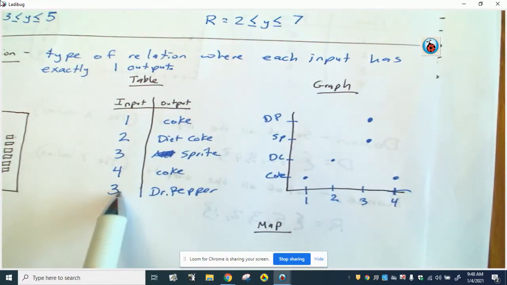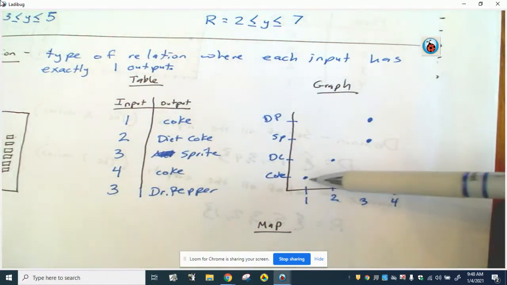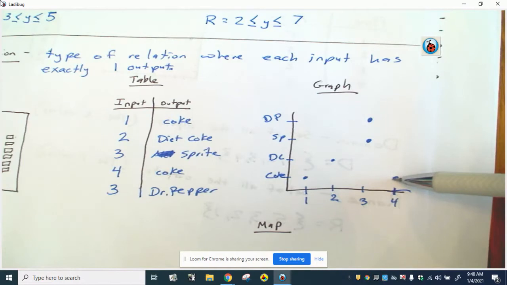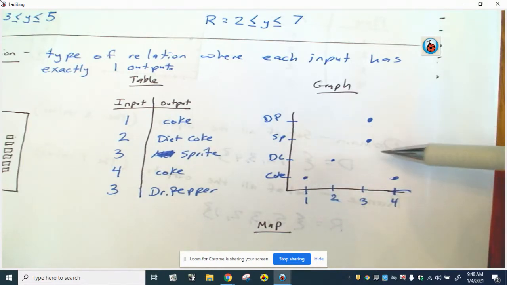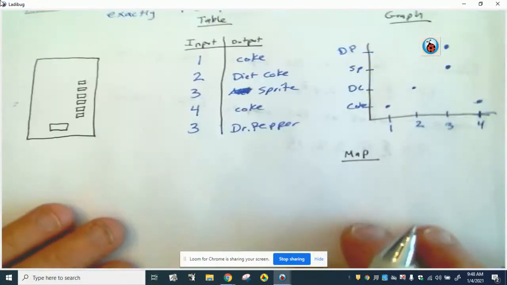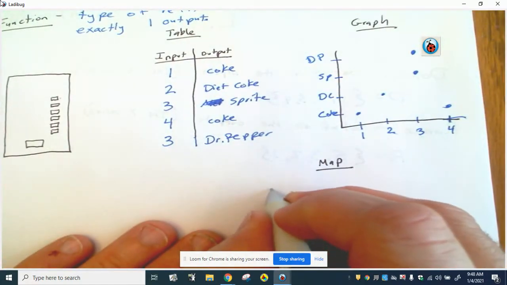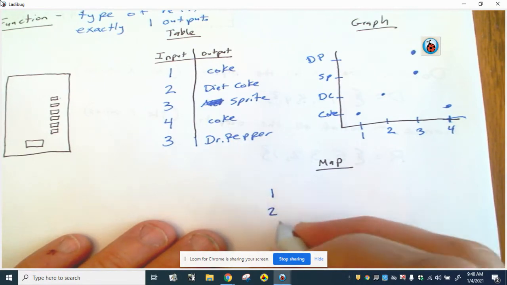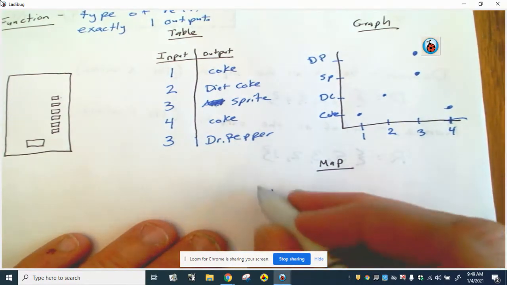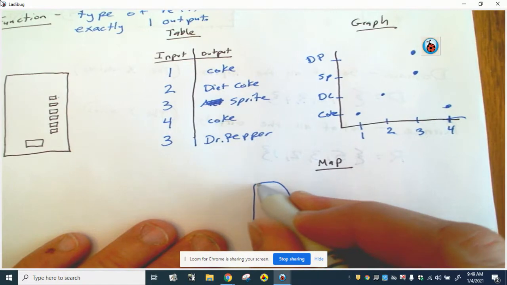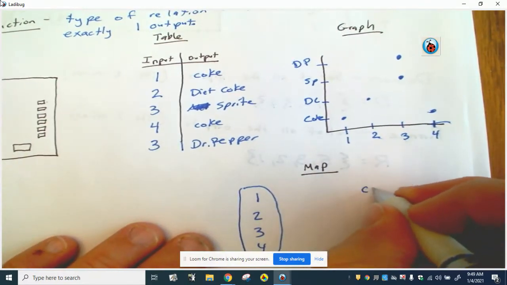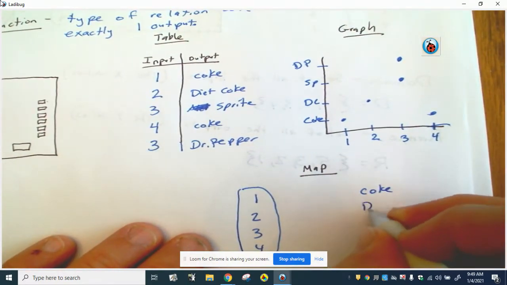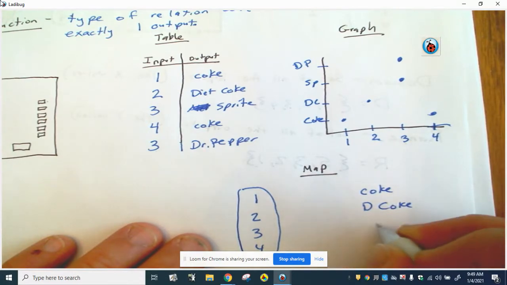Before I had this point here, I was okay. It was okay to have the same output here with different inputs. It was okay to get a Coke here and a Coke here, but it was not okay to press the third button and get a different result over there. Now, if we look at that in a map where we had our inputs of 1, 2, 3, and 4, that was our domain. Our range was Coke, Diet Coke, Sprite.